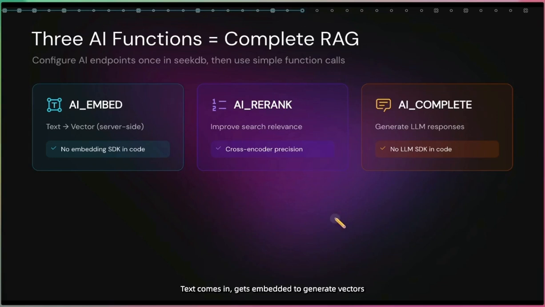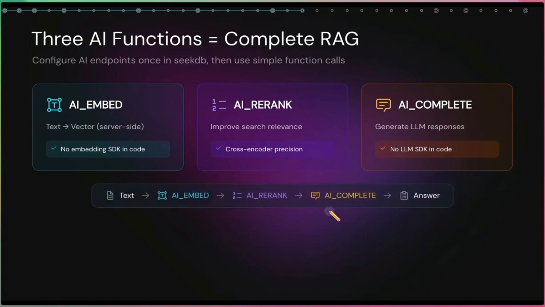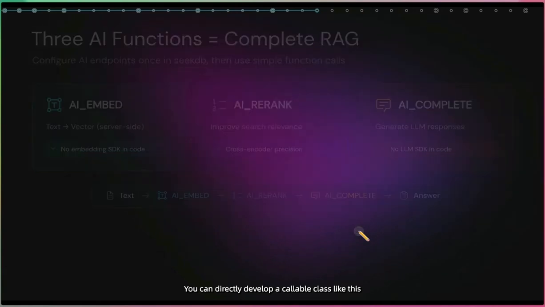Text comes in, gets embedded to generate vectors, then after retrieving the results, AI rank is used to re-rank them. And finally, AI complete generates the answer. Pretty interesting, right? This basically takes away the jobs that used to be for the younger folks. If everyone gets used to this approach, especially those who are already familiar with databases, you don't even need to learn LangChain anymore. Now you have an extra way to develop a really solid RAG ecosystem just like everyone else. You can directly develop a callable class like this.